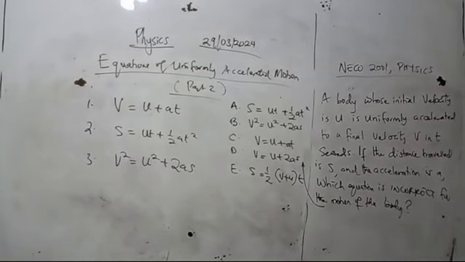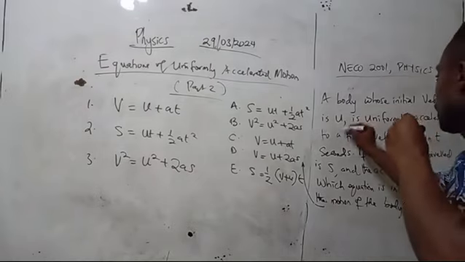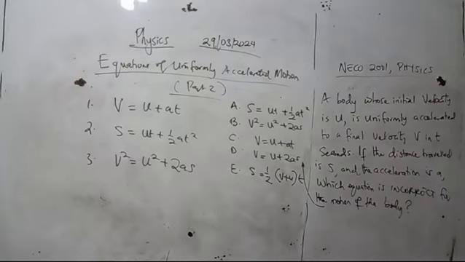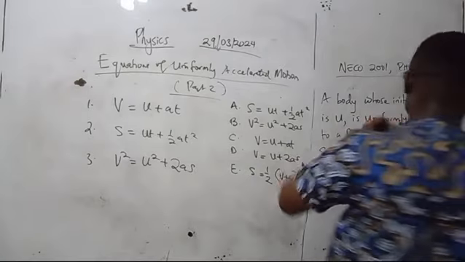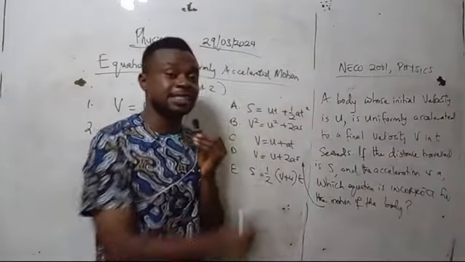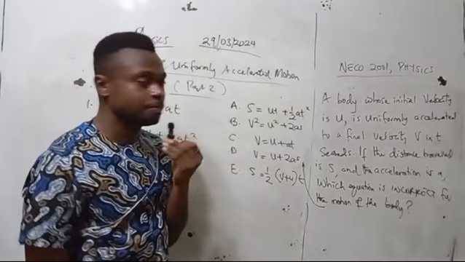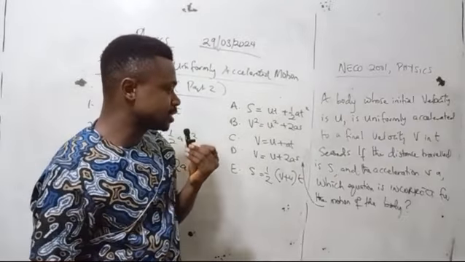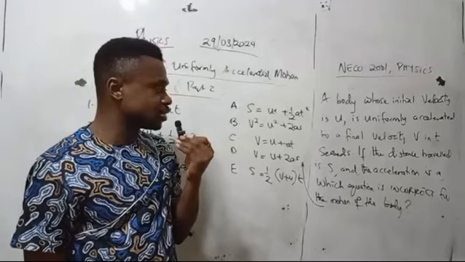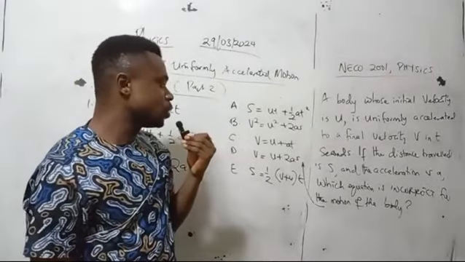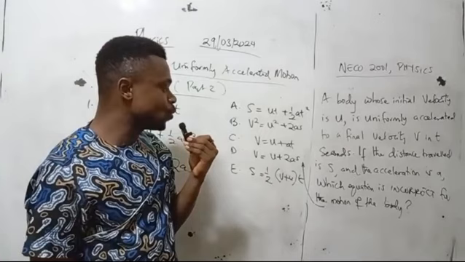The question says, a body whose initial velocity is u is uniformly accelerated to a final velocity v in t seconds. If the distance traveled is s and the acceleration is a, which equation is incorrect for the motion of the body?